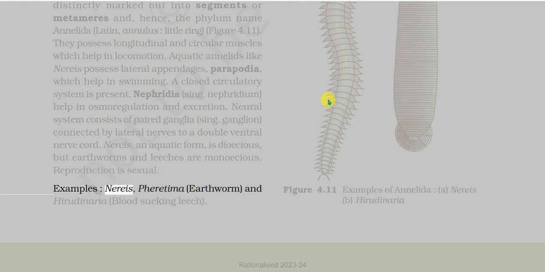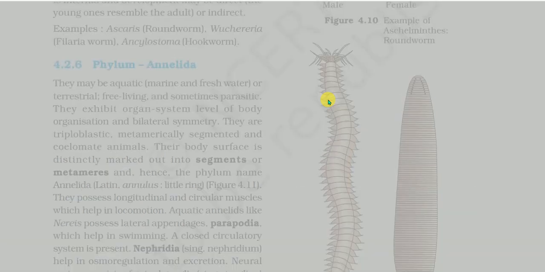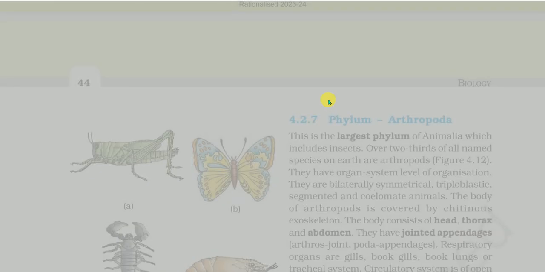Examples: Nereus, Pheredima, earthworm, and Hirudinaria, blood-sucking leech. Figure 4.11 Examples of Annelida: A. Nereus, B. Hirudinaria. Male-female. Figure 4.10 Example of aschelminths, roundworm. Rationalized 2023-24. 44 Biology.